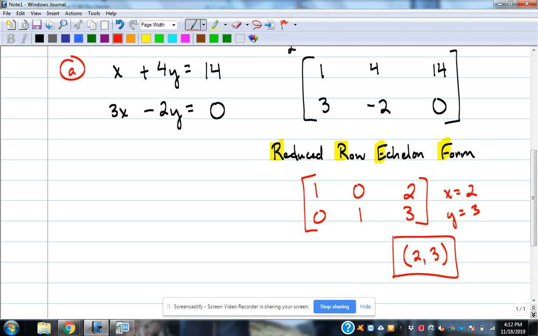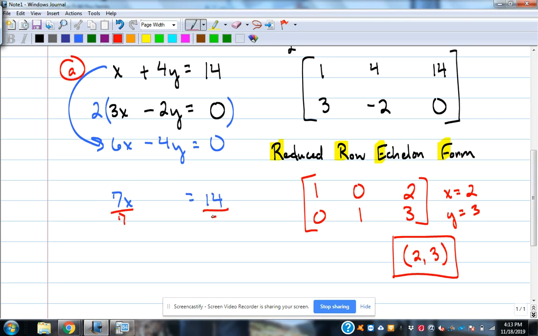If you took an Algebra 1 class or Algebra 2, we do this stuff. A lot of times we'll make you do like substitution or elimination. You may remember doing that, where you would multiply this equation by 2 and change it into 6x minus 4y is equal to 0. And then you would add the 2 equations together. And those 2 together would give me 7x. The y's cancel out, and that's equal to 14. And if you divide by 7, what does x equal? Still equals 2, just like I got from just doing the matrix thing.